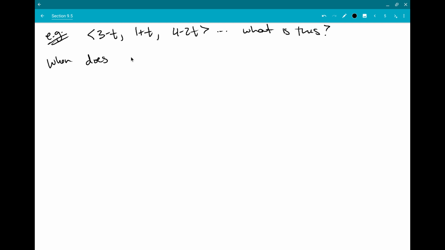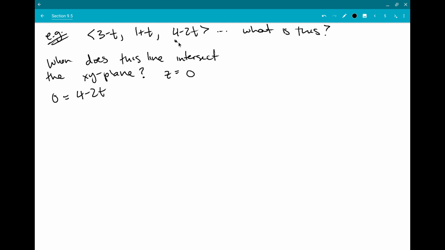So let's ask, when does this line intersect the XY plane, where we're used to drawing 2D objects? If you're in the XY plane, that means z equals 0. So we should have 0 equal to 4 minus 2t. This is our z component. So that tells us that 4 is equal to 2t, t is equal to 2.